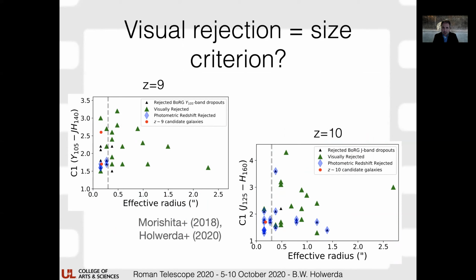And the interesting thing is that a visual rejection looks to be very close to a size criterion. It's not identical to a size criterion, but it seems that if you just applied a size criterion, you could get rid of a fair number of the visually rejected ones. So there is a subset of the visual rejection that is essentially a size rejection.